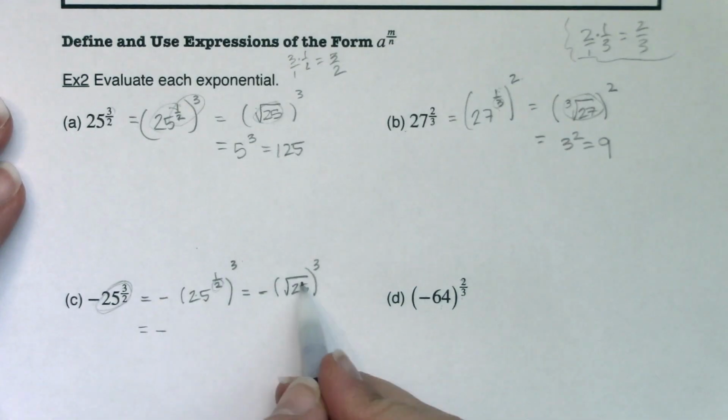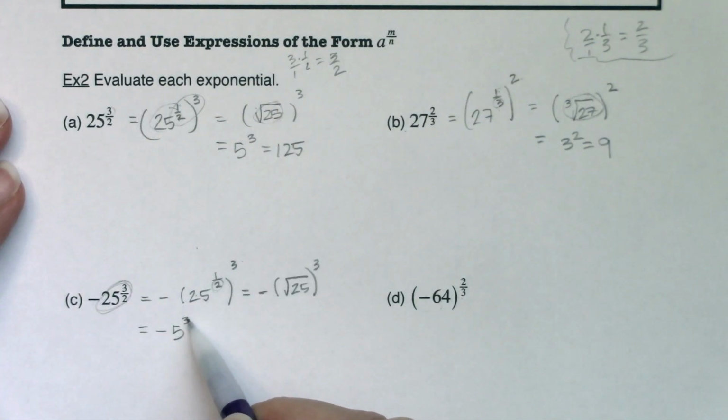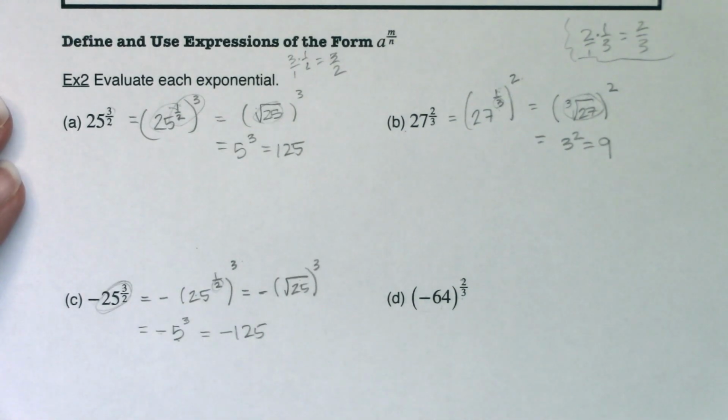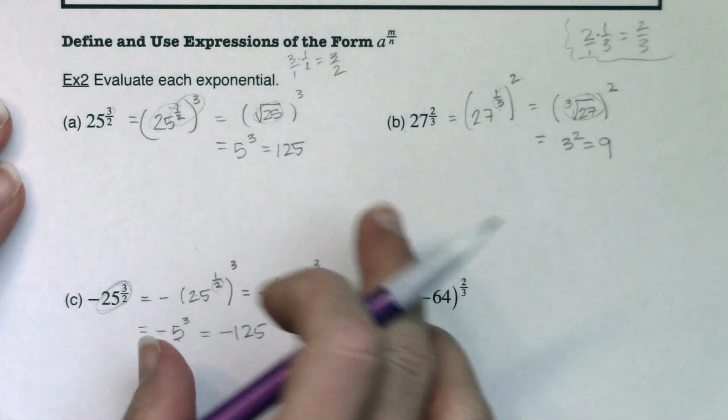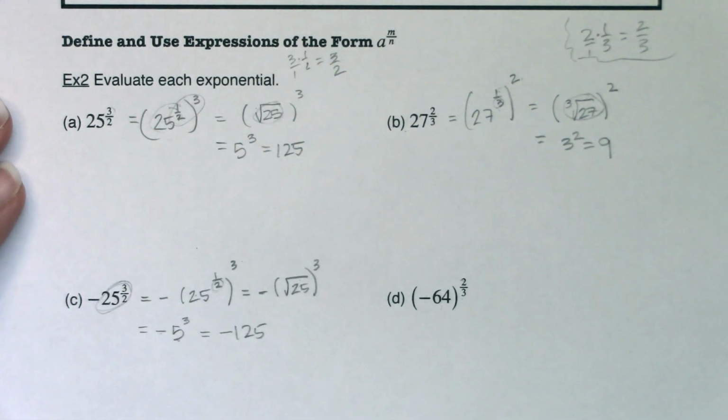So keep the negative, the square root of 25 is 5, and then I've got to cube it. So 5 cubed is 125, and then I've got this negative 1 here, so negative 125. Now you can check all of this on your calculator, but the faster and more efficient we get doing it by hand, we can save ourselves some time.